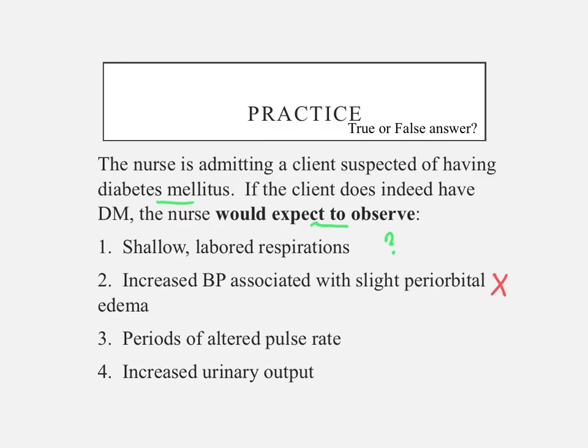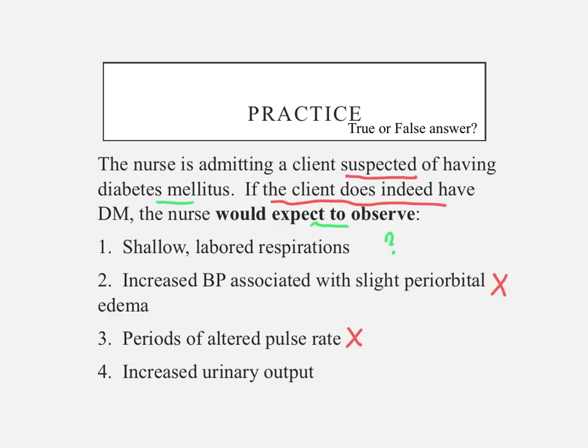Number 3, periods of altered pulse rate. I don't know if that's really on the list for something you would suspect diabetes mellitus to have. So this patient doesn't have a diagnosis yet, but they're suspected to. And if the client does indeed have it, what would we see? So I'm going to say no for the pulse rate.